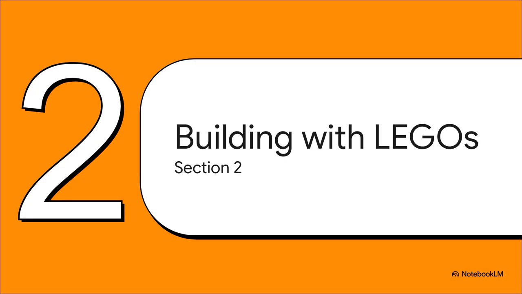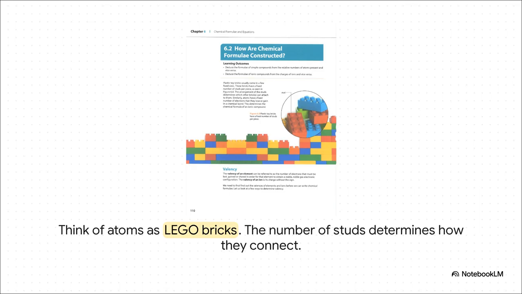All right, section 2, building with chemical Legos. So now that we can read the recipes, it's time for the fun part. Let's become the chefs. We're going to move from just reading formulas to actually building them from scratch. And honestly, the best way to picture this is to think about Legos. Seriously, imagine every atom is a Lego brick. You know how Legos have those little studs on top and holes on the bottom that let them click together? Well, atoms have something just like that, a special connecting power that decides how they can bond with each other.